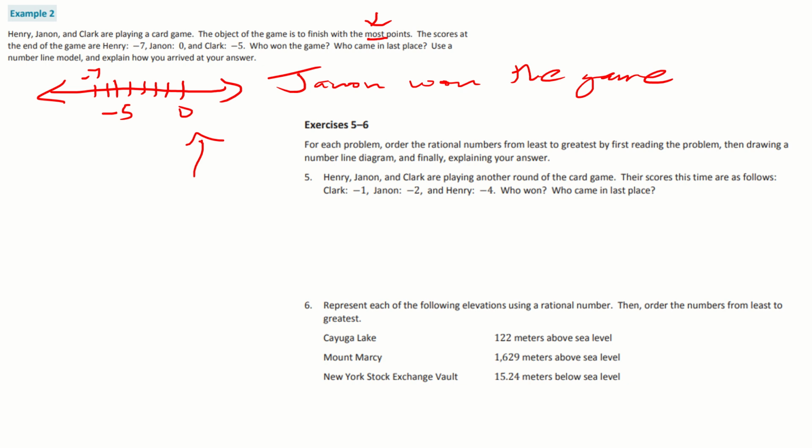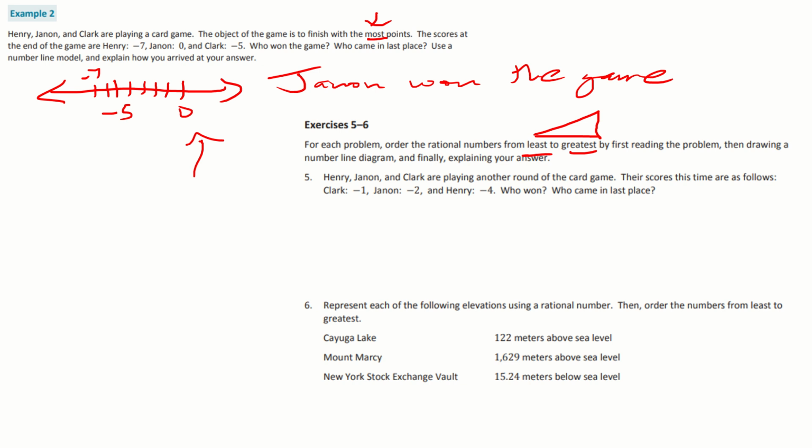Number 5 and 6. For each of these, order the rational numbers from least to greatest by first reading the problem, then drawing a number line, and finally explaining your answer. So same thing, least to greatest means we're going like that. Okay? So number 5 says Henry, Jan, and Clark are playing another round of the card game. Same people. Same thing, right? We're looking for the highest score. Their scores this time are as follows. Clark is -1, Jan is -2, and Henry is -4. Who won? Who came in last place?